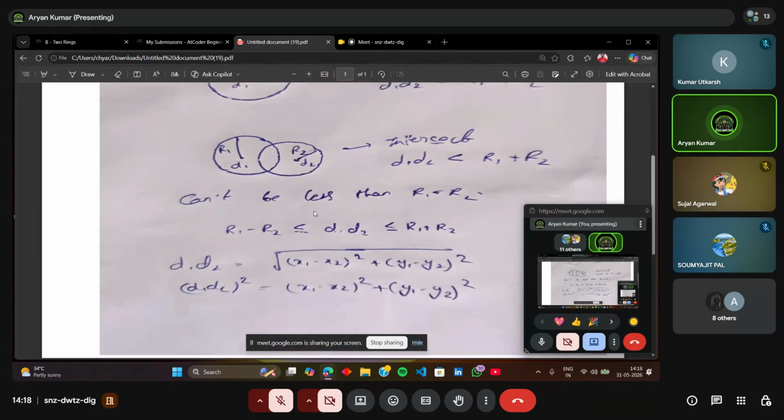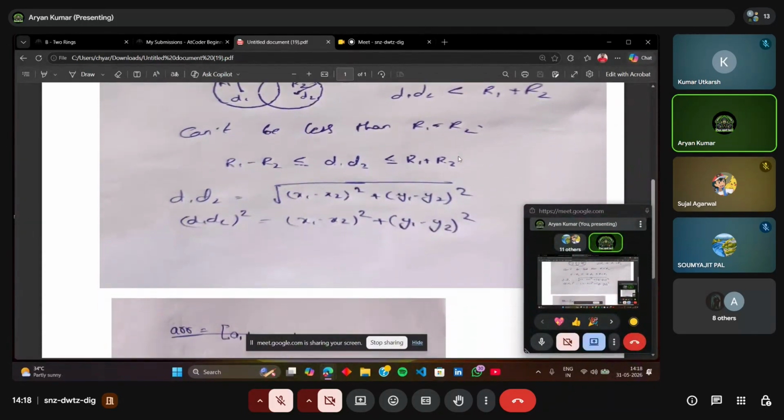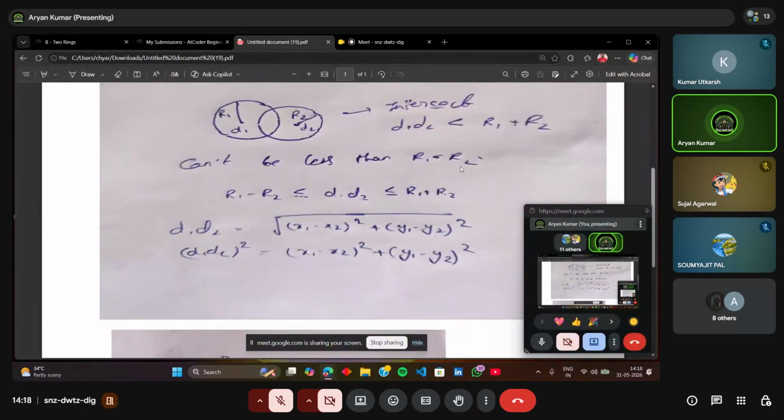So when they intersect, what will be the condition? The distance between their centers will be less than r1 plus r2. So these are the conditions. Ultimately, two circles can have a common point when the distance between their centers is greater than or equal to the difference of their radii, and at the same time less than or equal to the sum of their radii.